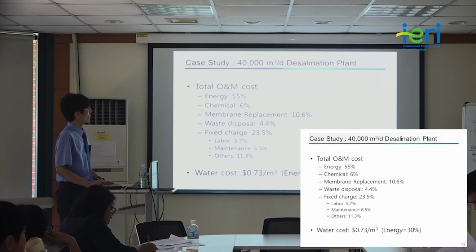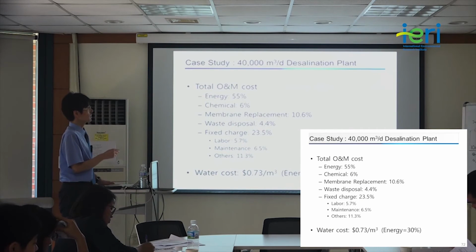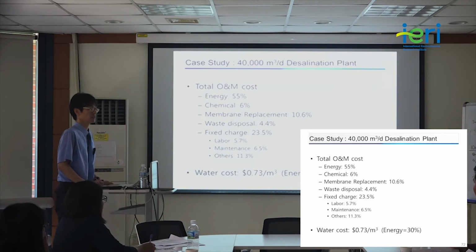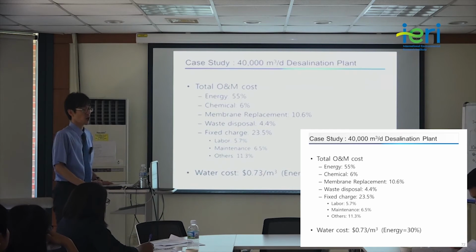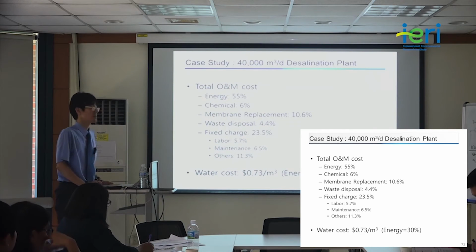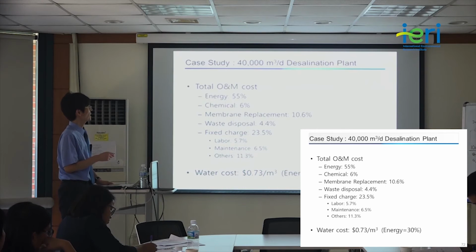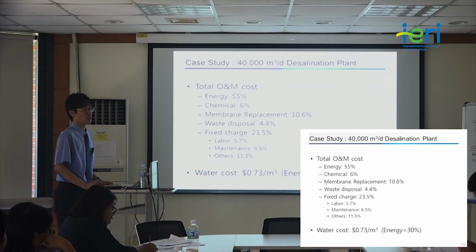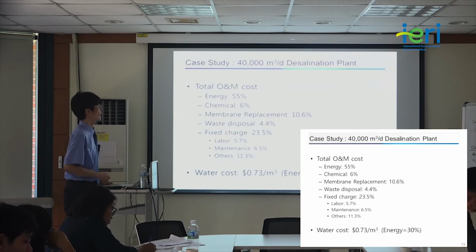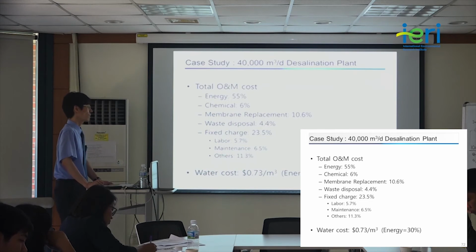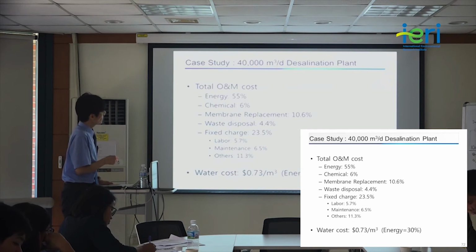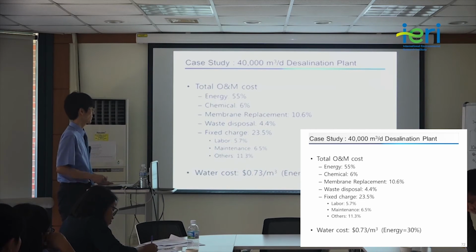The operation and maintenance cost, if you look at the previous case, the energy cost was around 49%, and in this case, the energy cost was around 55%, and chemical 6%, and in this case, the membrane replacement cost was a little bit higher than the previous example, but still, compared with the energy cost, they are all very, very negligible. Fixed charges, 23%, including labor, other maintenance, and other things.